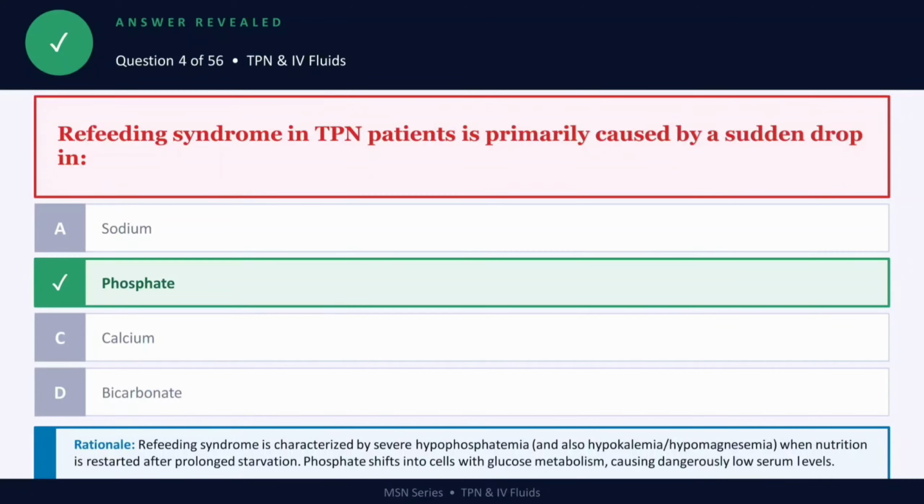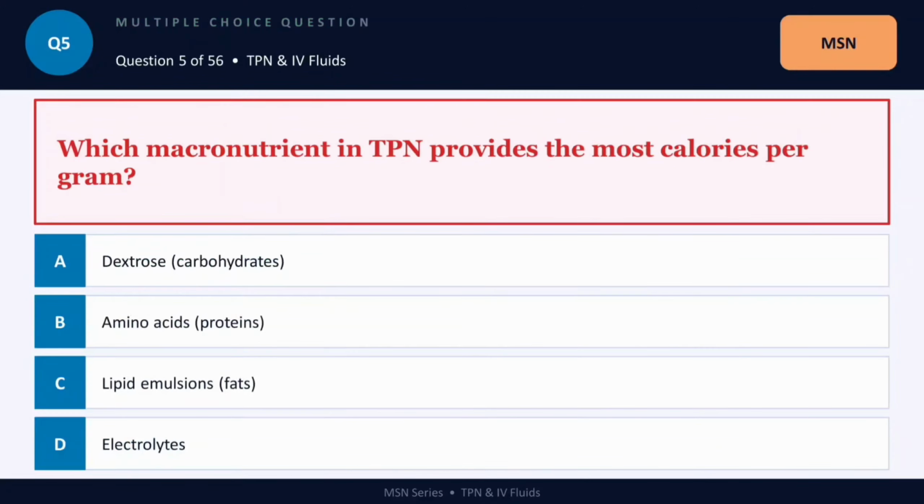Phosphate. Rationale. Refeeding syndrome is characterized by severe hypophosphatemia when nutrition is restarted after prolonged starvation. Phosphate shifts into cells with glucose metabolism, causing dangerously low serum levels.